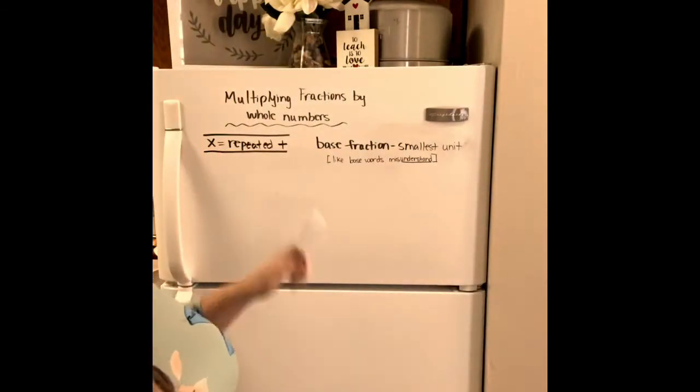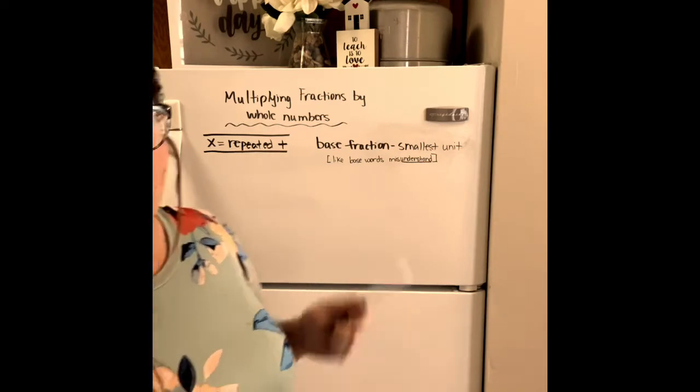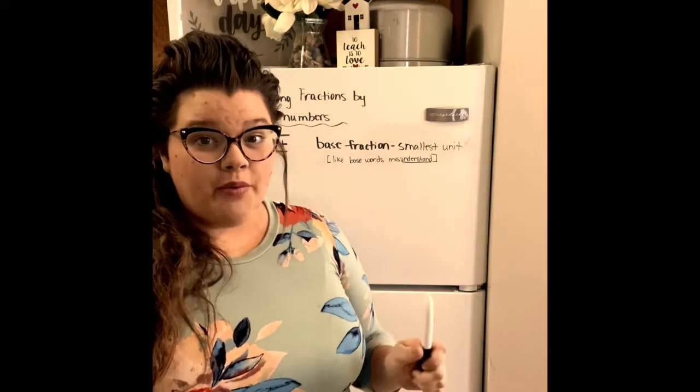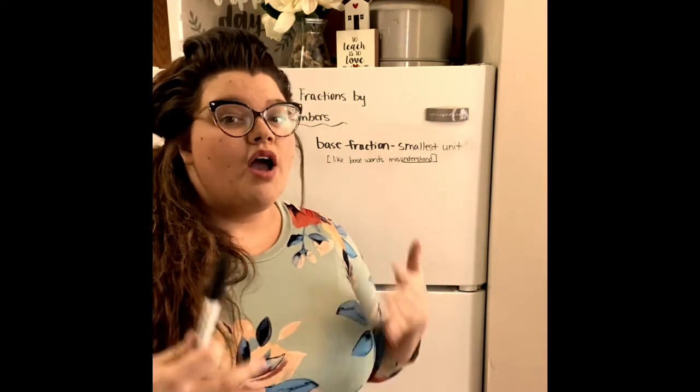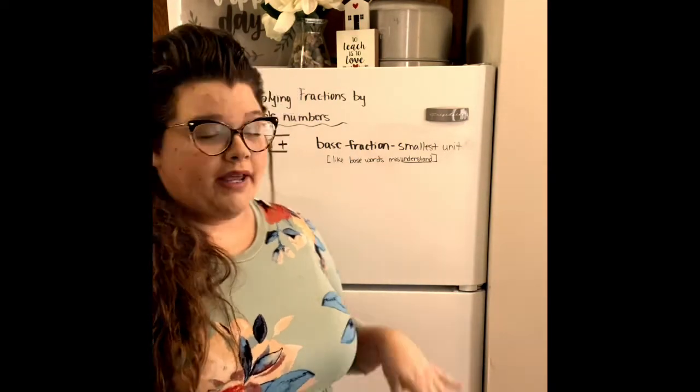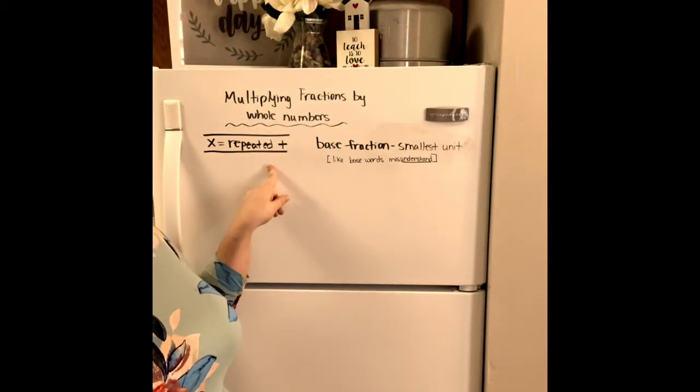So here we go today. We're gonna be talking about multiplying fractions by whole numbers. So when we're multiplying fractions, there's a couple things that we need to start with, just kind of a review to help us remember procedures and things that we need to do when we're multiplying. One, multiplication is the same thing as repeated addition.